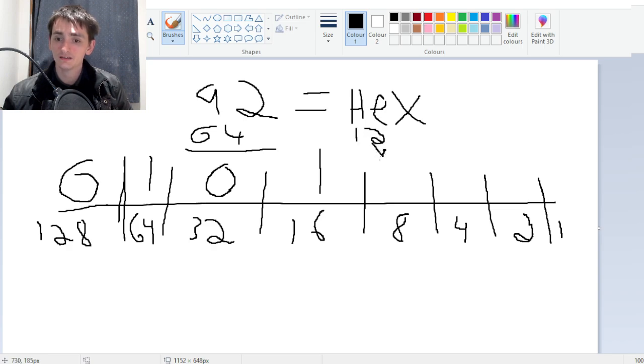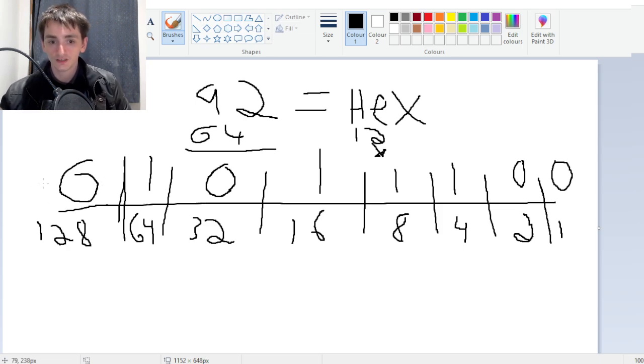Does 12 go into 8? 8, 9, 10, 11, 12. Yes, it does. And that leaves 4 left. There we go. 0, 0, 1, 1, 1, 1. Or 0, 1, 0, 1, 1, 1, 0, 0. That's a 0. Sorry, boys.